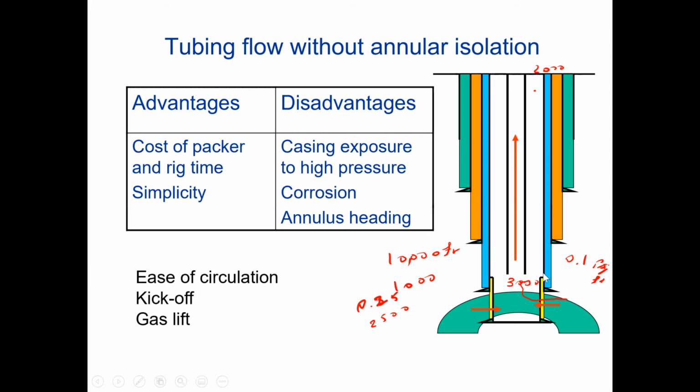Okay, and also when the gas fills in, then the gas will go into the tubing. As it goes to the tubing, the pressure will be reduced, and more gas will come. So the system becomes unstable. This is called annulus heading. And that's the previous one, casing exposure to high pressure.